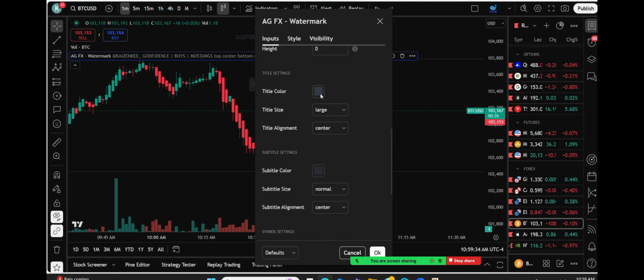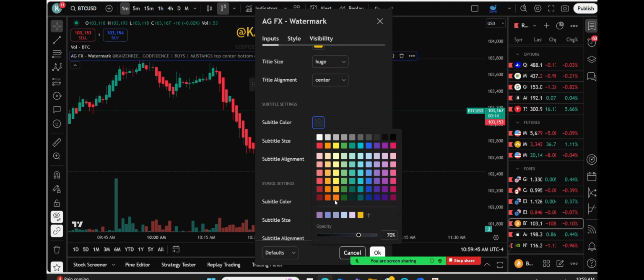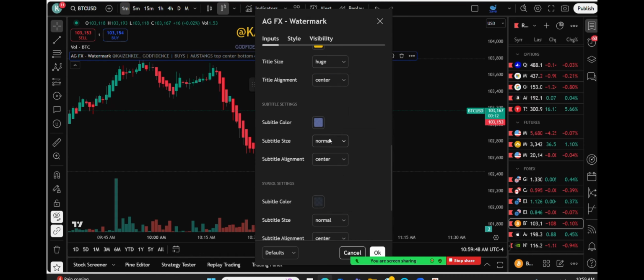So I go down to title settings. I want the title to be gold for me. Now I want it to be huge. I want it in the center. The subtitle, which is the words, I believe I have those as blue. I want it to be large. I put it in the center also. Just click around with it, see how it looks.